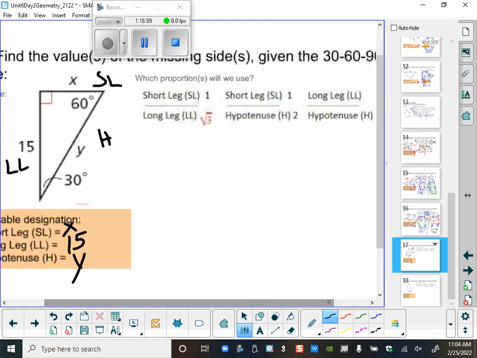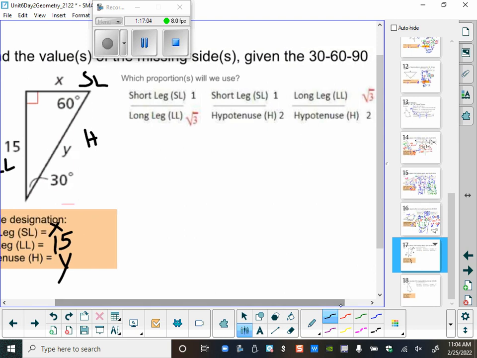Now, which two are we going to use? Which two out of the three? The first one and the last one, because you have a 15 here. You can use those two. Short leg X, the hypotenuse will make it Y. You have X over 15 equals 1 over square root of 3.